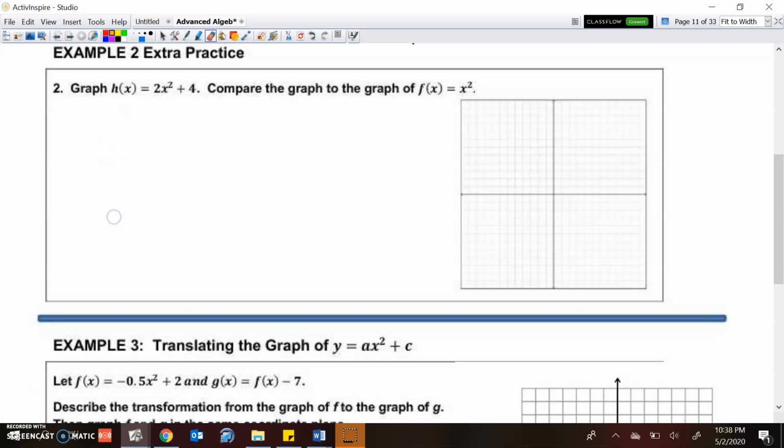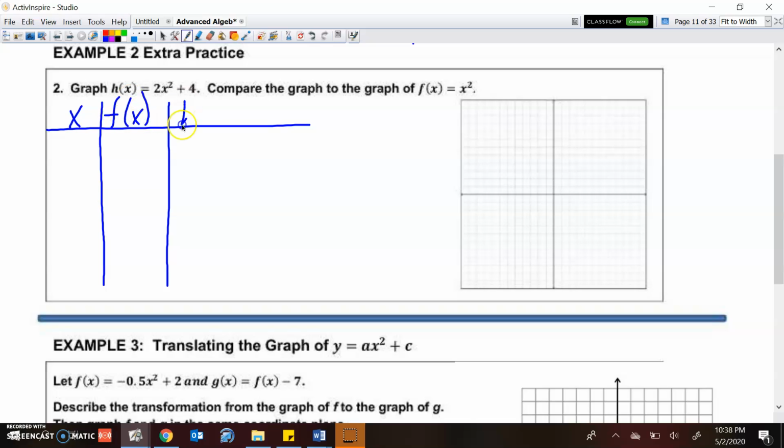So when you make your table, if you want, you can always put f of x in there. It's not critical though. We're really only concerned, because we know at this point all of our f of x values, we're really just concerned with our h of x values.